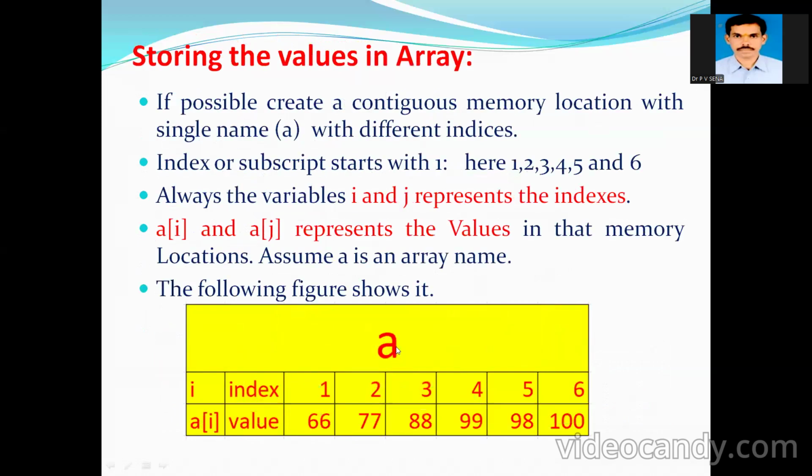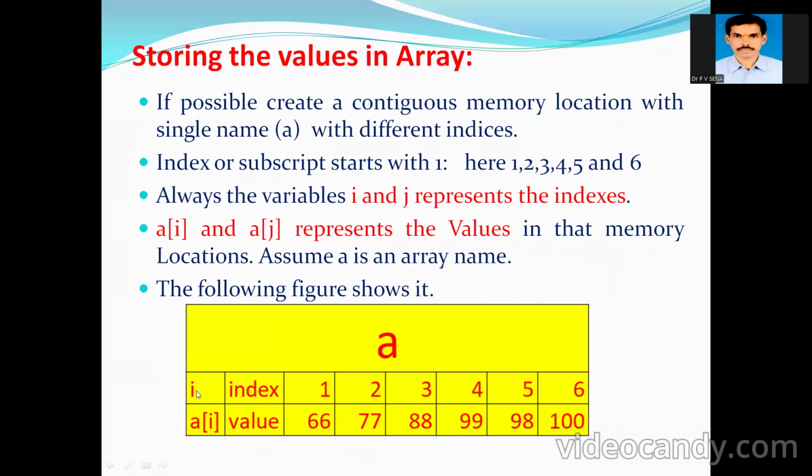Suppose the array name is A. Now we are creating these contiguous or continuous memory locations with indexes 1, 2, 3, 4, 5, up to 4000. Always in Raptor the index starts with 1 only, not with 0. So the values can be stored in these contiguous memory locations.